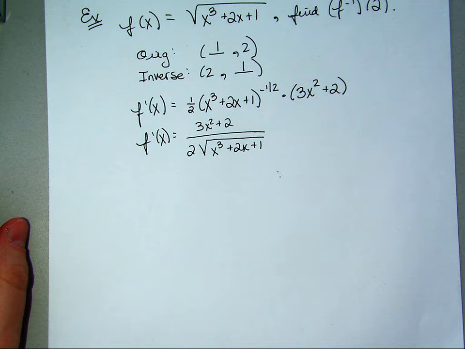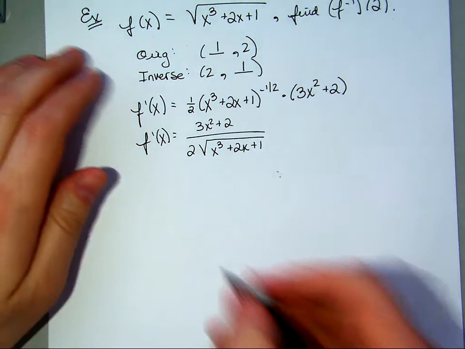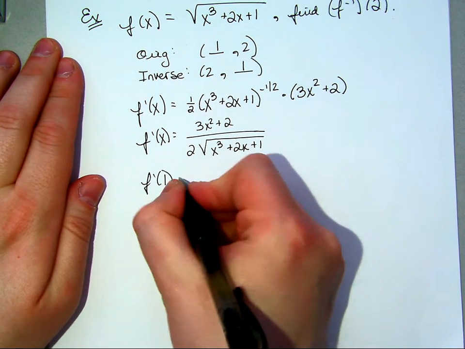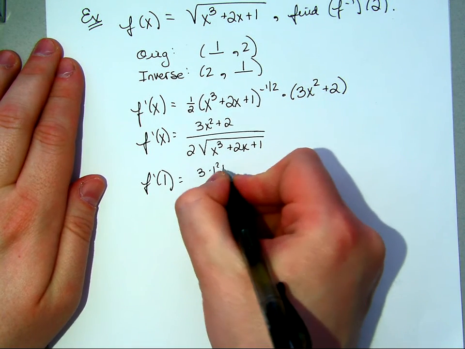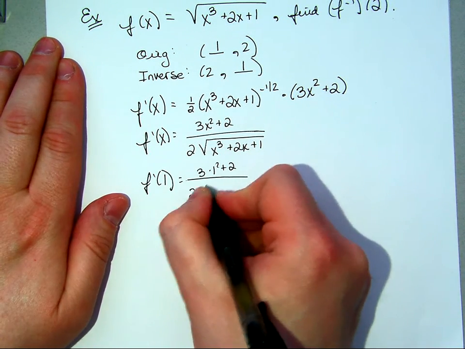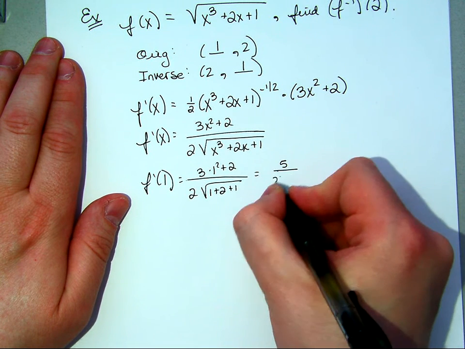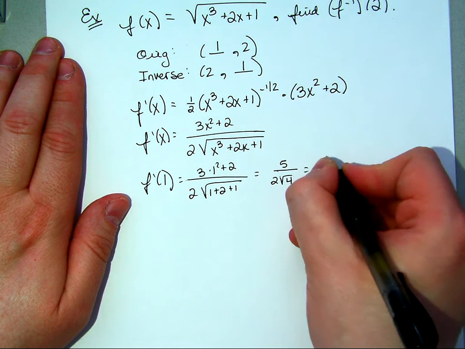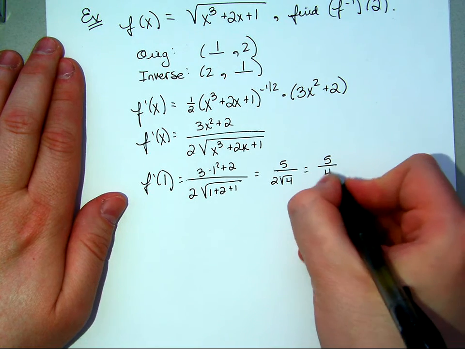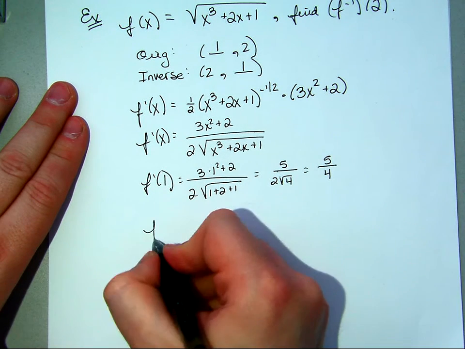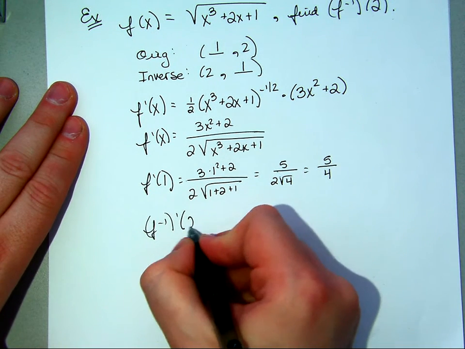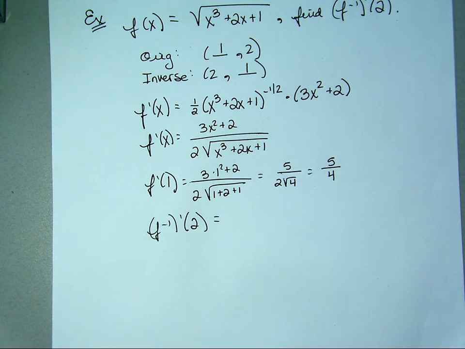Emily Boyce, what should I plug in here? 1 or 2? 1. It's the derivative of the original. We're going to plug in the x from the original. F prime of 1. 3 times 1 squared plus 2 over 2 root 1 plus 2 plus 1. 5 over 2 root 4. 5 over 2 times 2. 5/4. So, the derivative of the inverse at x equals 2 is 4 over 5, the reciprocal.